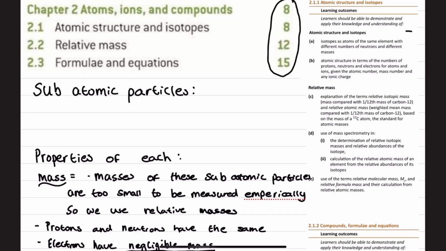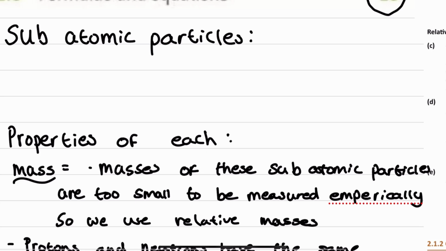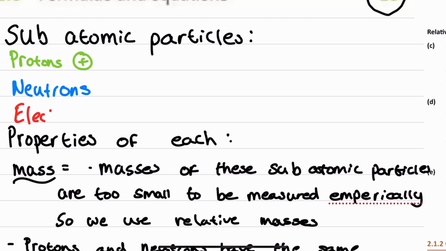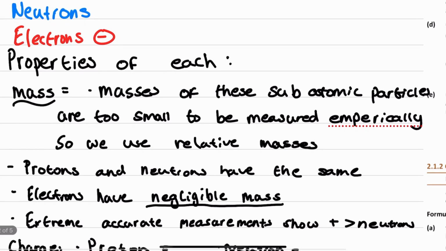So, let's get started. Now, subatomic particles. There are three main subatomic particles that you must be aware of for OCR chemistry. First one being protons, which are positively charged subatomic particles. The next one being neutrons, which are uncharged subatomic particles. And the last one being electrons, which are negatively charged subatomic particles.